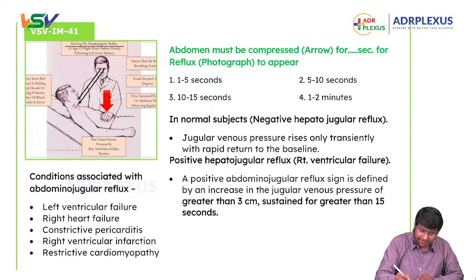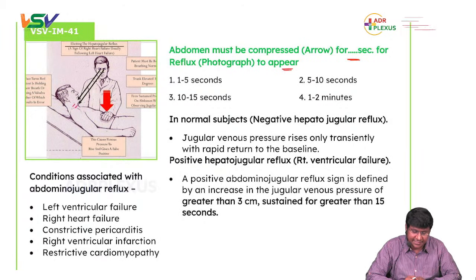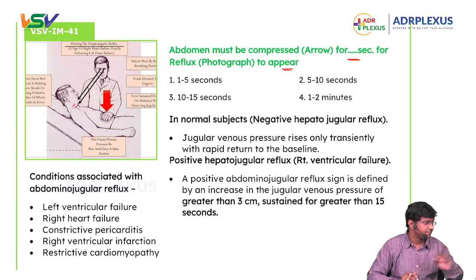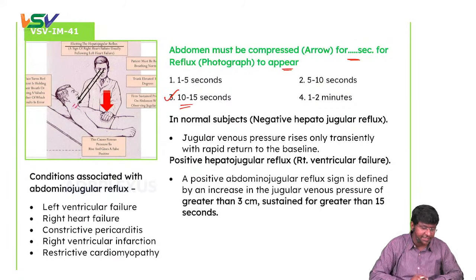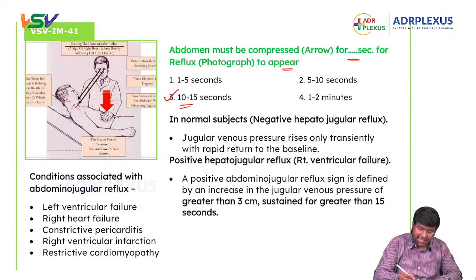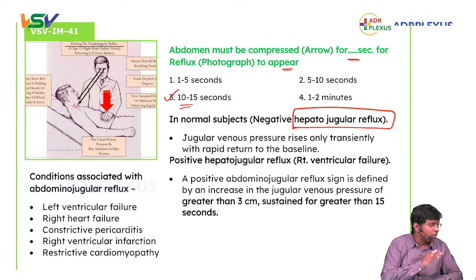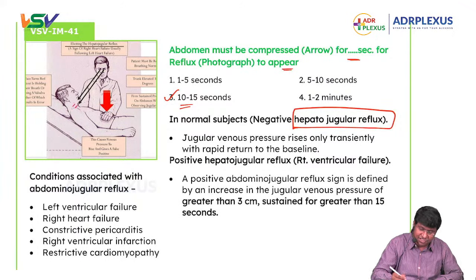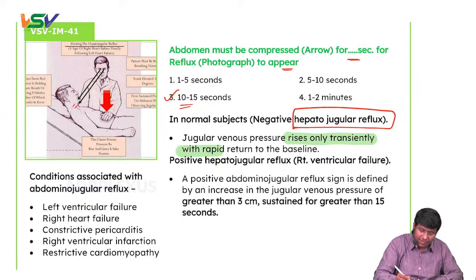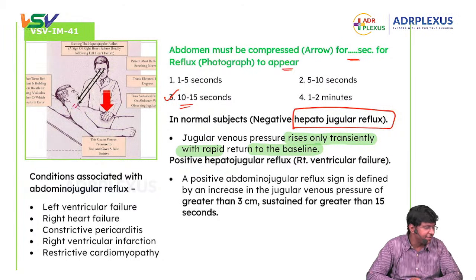Right. Abdomen must be compressed for how long for reflex to appear? 1 to 5 seconds, 5 to 10 seconds, 10 to 15 seconds, and then 1 to 2 minutes. Abdomen has to be compressed. Right. So this particular abdomen, it has to be compressed for nearly around 10 to 15 seconds in order to have this hepatojugular reflex. And in a normal individual, what will happen once you remove the pressure, the jugular venous pressure which is elevated will be only transient. That will rapidly return back to the baseline. That we call it as the negative hepatojugular reflex.